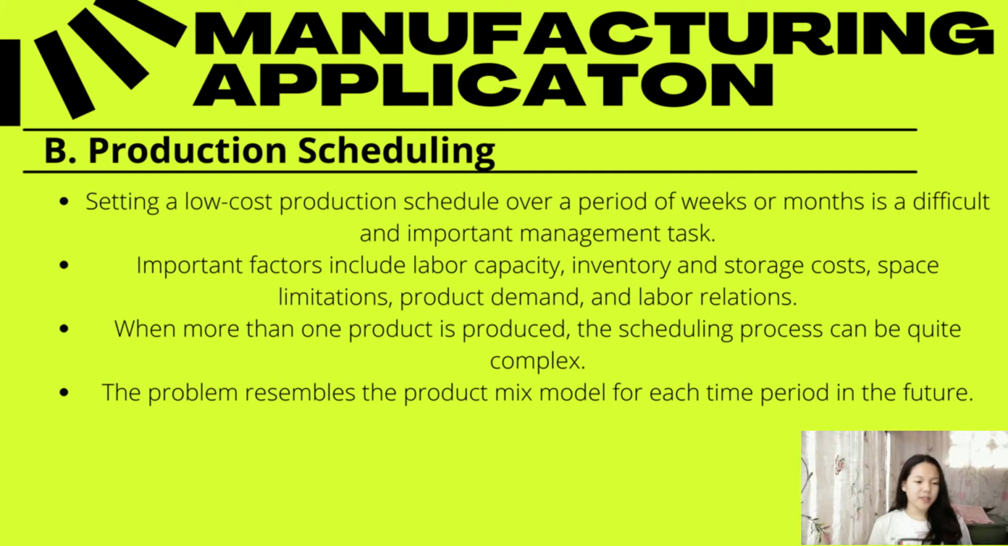Given that most businesses manufacture more than one product. Yes, yung mga businesses kasi, they manufacture more than one product. And the scheduling procedure is frequently fairly complicated. For the most part, the problem is analogous to the product mix model for each period of the future. The goal is either to maximize the profit or to reduce the overall cost of carrying out that task, including the production and inventory. So that will be discussed sa example mamaya.